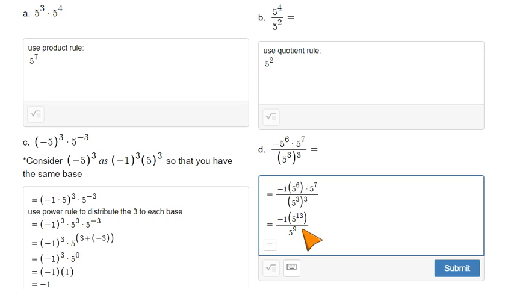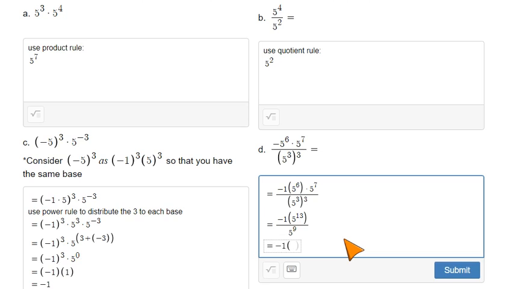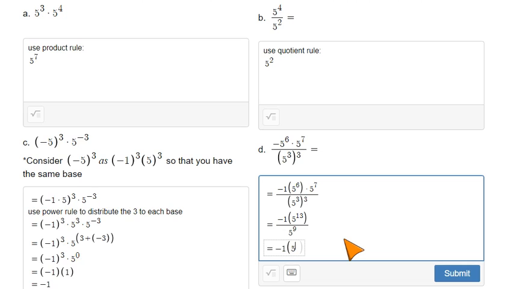Okay, continuing on. These two have the same bases, so I'm going to use the quotient rule and I'll subtract the two exponents. So 5 to the 13 minus 9, and that gives us 5 to the 4. Okay, so that's our final answer. We could write it like that, or we could say negative 5 to the power of 4. Both of these are the same because without the bracket, the exponent 4 is not applied to the negative.